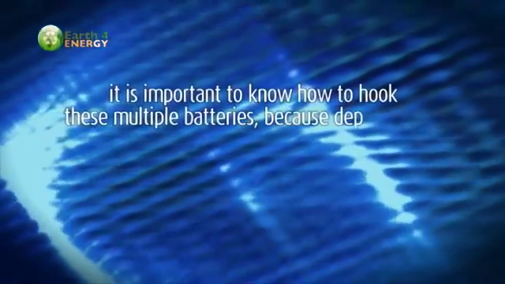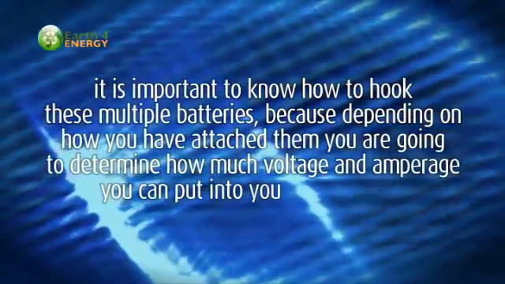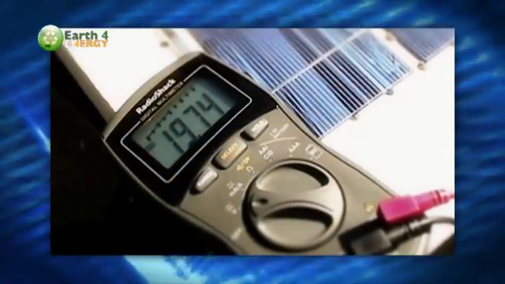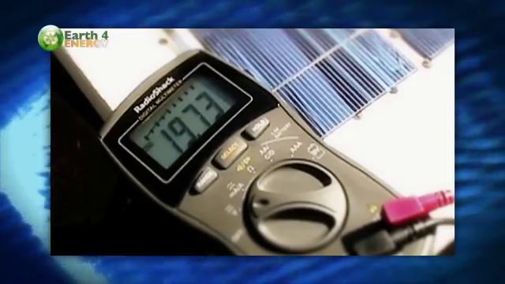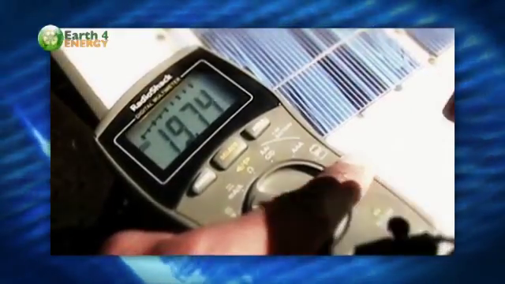We'll also talk about different types of batteries, how to buy and hook up multiple batteries. It's important to know how to hook these multiple batteries because depending on how you have attached them, you're going to determine how much voltage and amperage you can put into your battery bank. And we'll show you how to verify if the batteries are working and, once again, common problems and troubleshooting. One of the things about solar panel systems is that they're very straightforward and simple to troubleshoot and to find out why they're not working.